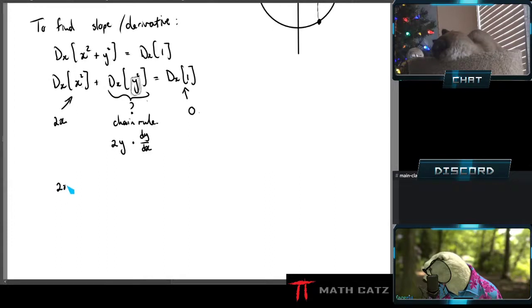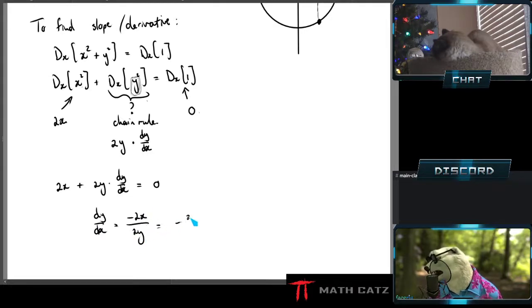Let's summarize this. 2x plus 2y times dy/dx. Some people are bothered by the fact that I have this dy/dx. Of course I have it. I don't know what it is, I'm trying to solve for dy/dx. So I have negative 2x over 2y. I can simplify that: negative x over y. Now I have it.